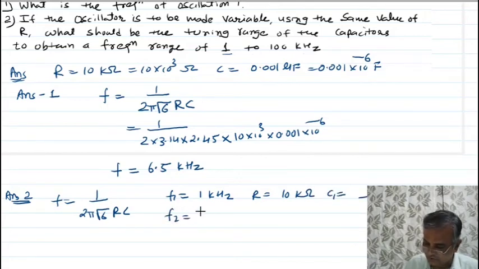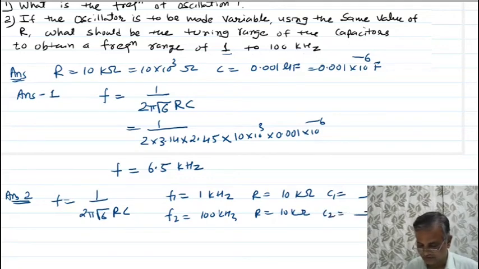When F2 is equal to 100 kilohertz, R is 10 kilo ohm, because you want to keep the same value of R, what is the value of C2? This is the question they are asking.